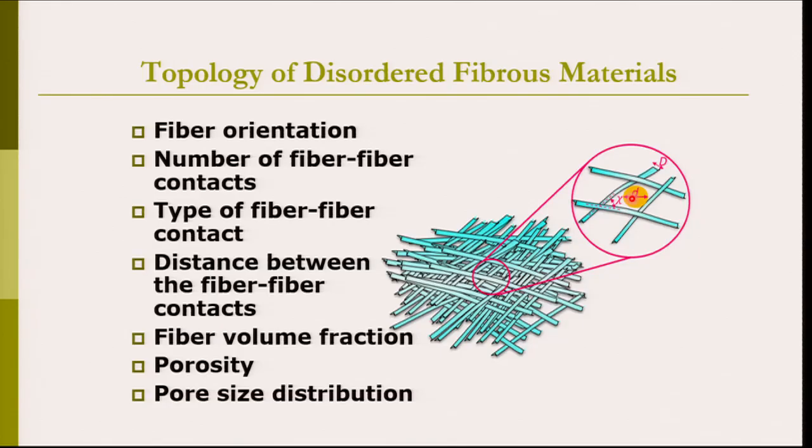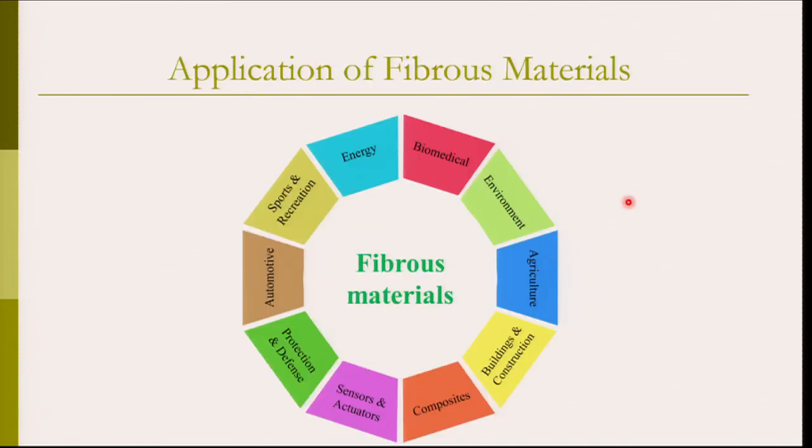Then we have pore size distribution, as we discussed earlier. You can see there is a circle of diameter d on the right hand side, which is influenced by the number of fiber to fiber contacts and how the fibers are aligned in the system. So, all these characteristics influence the pore size distribution. Pore size distribution combines the effect of the porosity, the thickness of the material, and obviously the number of fiber to fiber contacts. Next, we discuss the applications of fibrous materials.